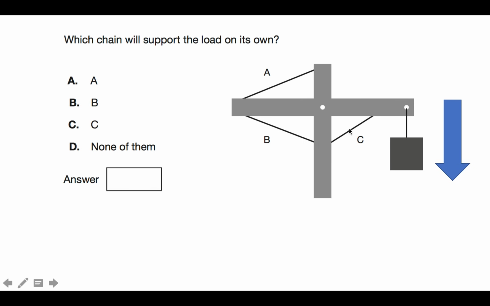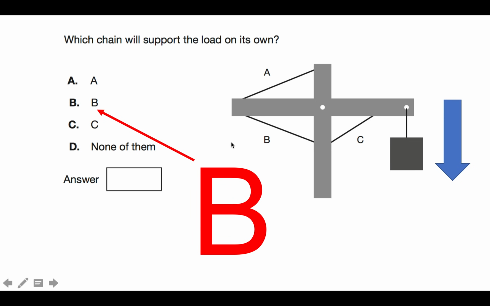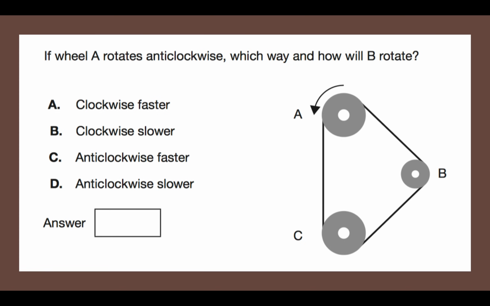If you think about it, chain C on its own would not support the load and it would allow the weight to drop to the floor. The same with A, because this is where the weight is being distributed, it's coming down, so A would not work, so we actually want B. That's the only chain that will support the load on its own. So the answer to that question, which chain will support the load on its own, is B.